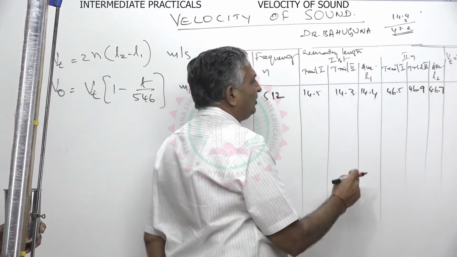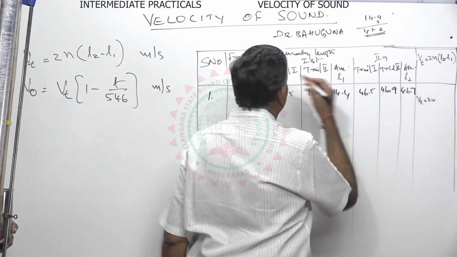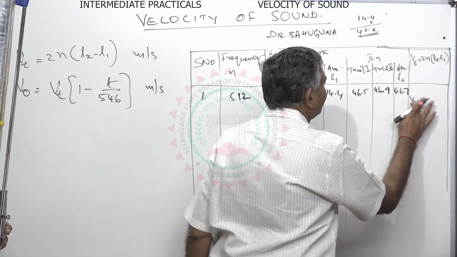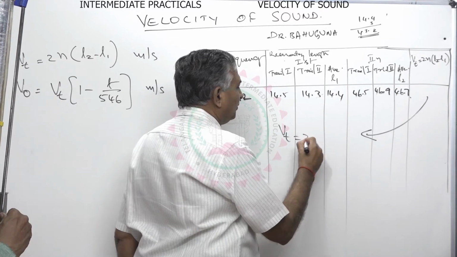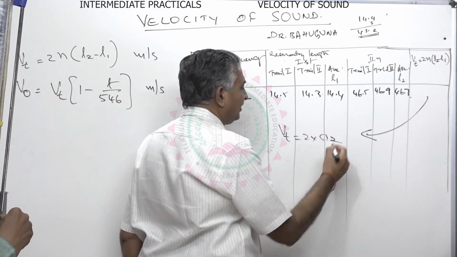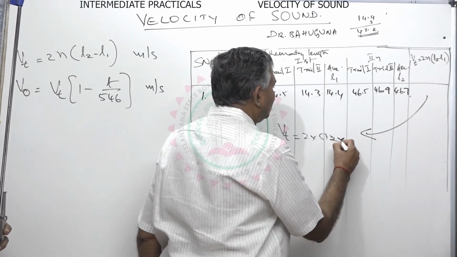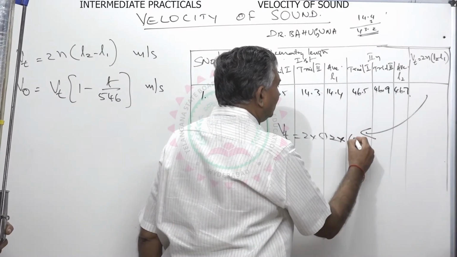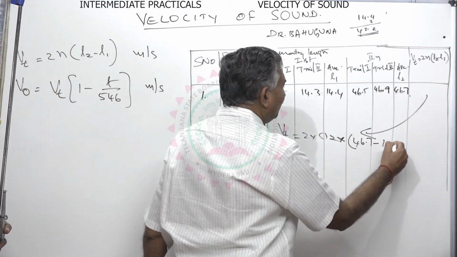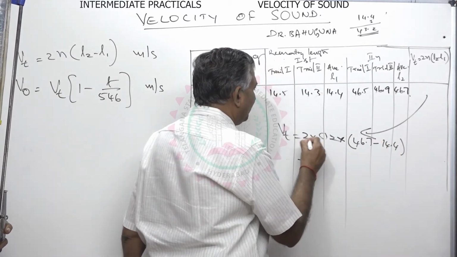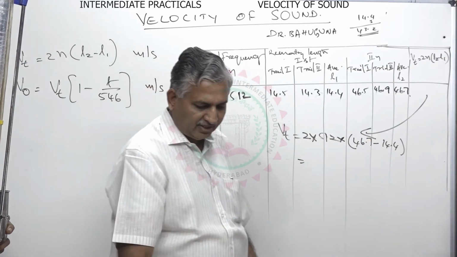Now apply this formula. How to calculate? Vt is equal to 2n into L2 minus L1, where n is 512. I'm going to write here to be more clear. So Vt is equal to 2 into 512 into (L2 minus L1). What is L2? 46.7 minus 14.4. So this is 2 into 512. So we calculate and we write.